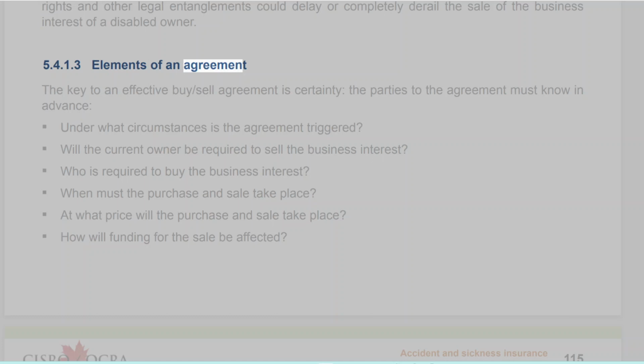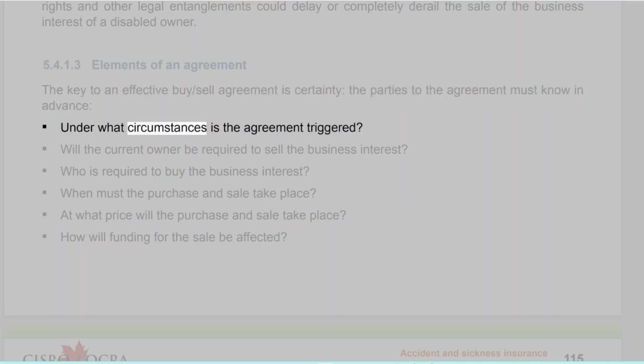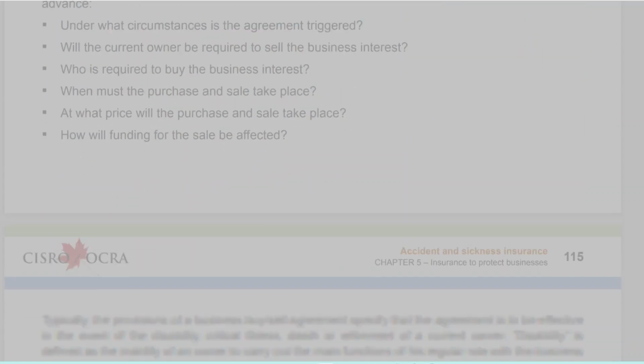5.4.1.3 Elements of an agreement. The key to an effective buy-sell agreement is certainty. The parties to the agreement must know in advance: under what circumstances is the agreement triggered? Will the current owner be required to sell the business interest? Who is required to buy the business interest? When must the purchase and sale take place? At what price will the purchase and sale take place? How will funding for the sale be effected?